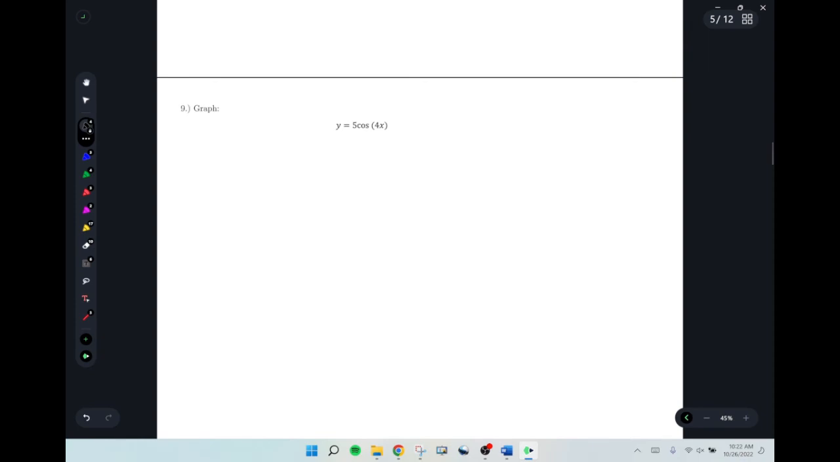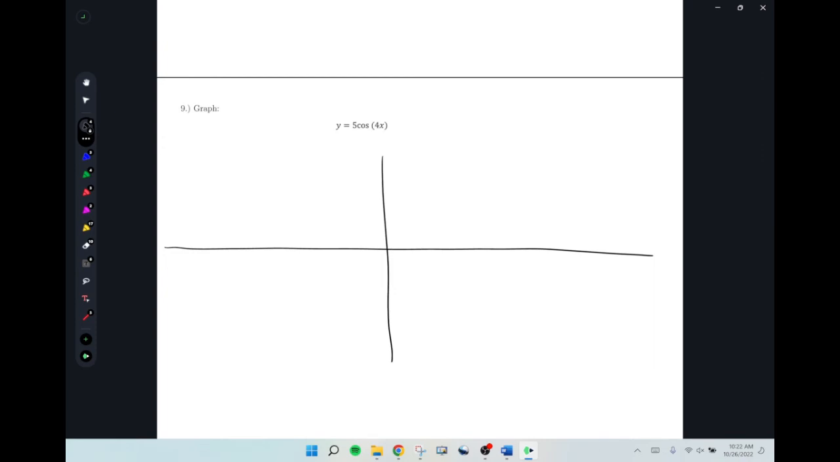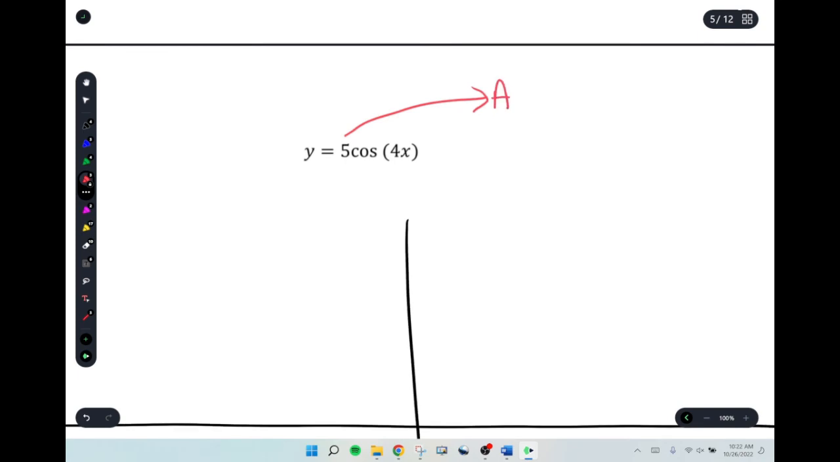If we do have a graph, I will either give you a perfect scale or I'll let you pick your own scale. So you don't have to write in your scale till later. But we should be able to say a few things about this right off the bat. There's one thing I see: I know the biggest number this thing can be is 5. That's called the amplitude.